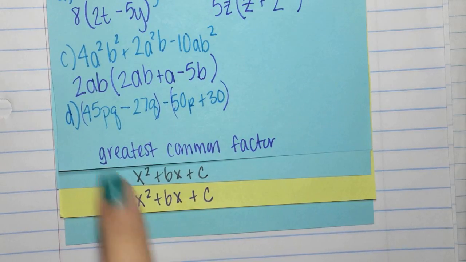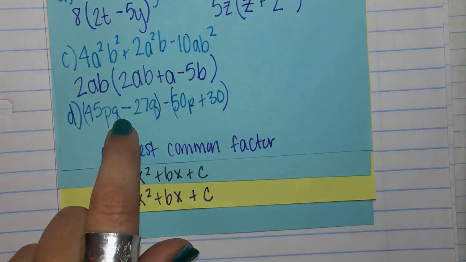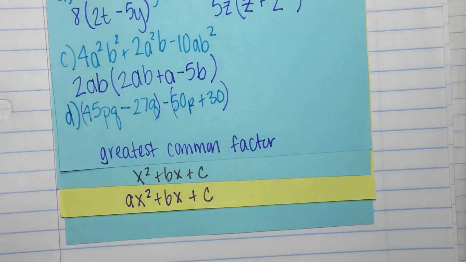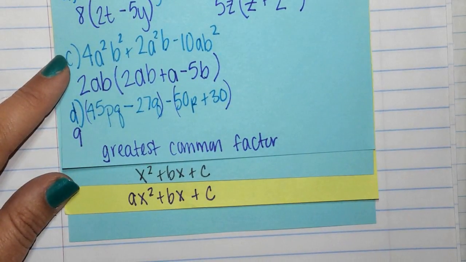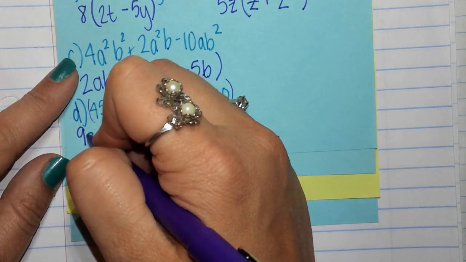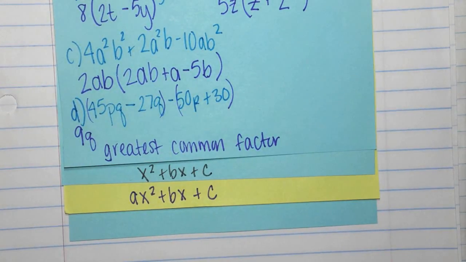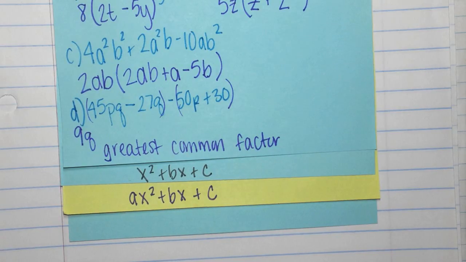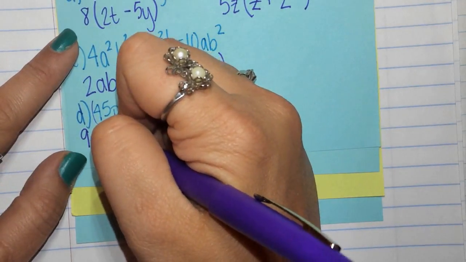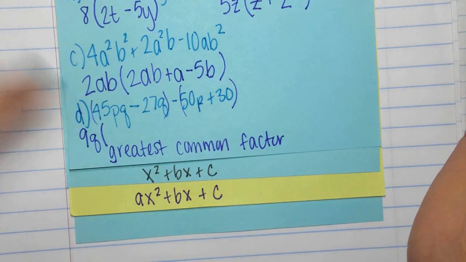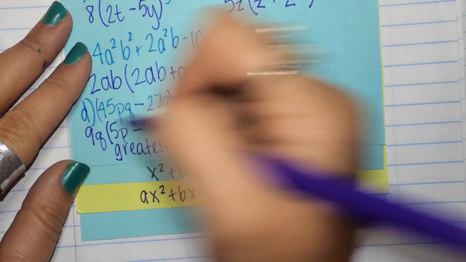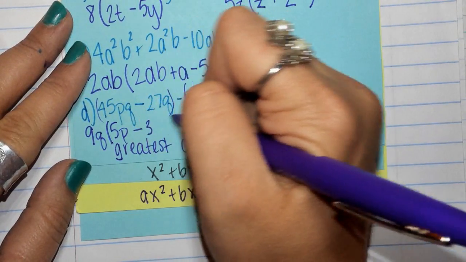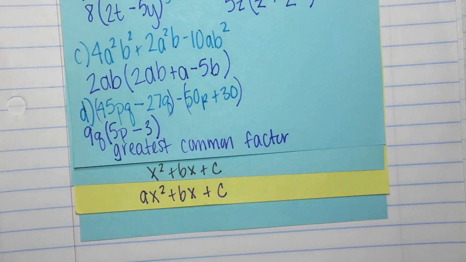All right, now let's look at our first pair. What's the biggest number that goes into 45 and 27? 9. All right, and what variable do they have in common? A Q. That's a Q, guys. Q goes backwards, G goes forwards. So what's going to be left over in our first parentheses? What's 45 divided by 9? And we have p minus, what's 27 divided by 9? And we take out a q, so that's gone. Is everybody with me?